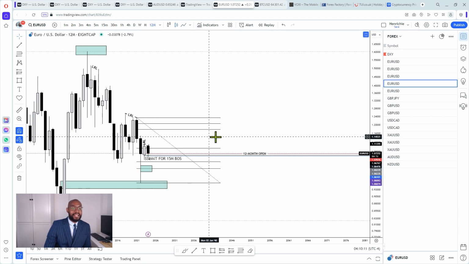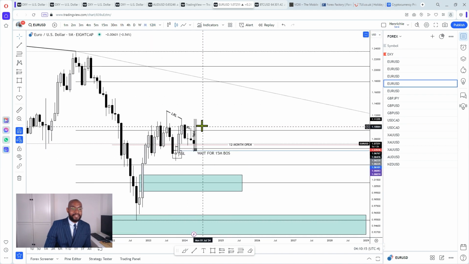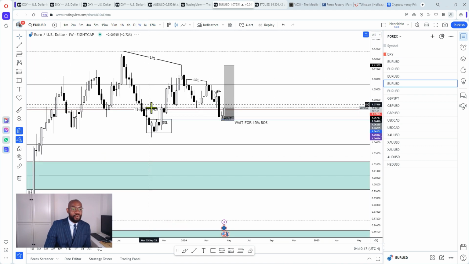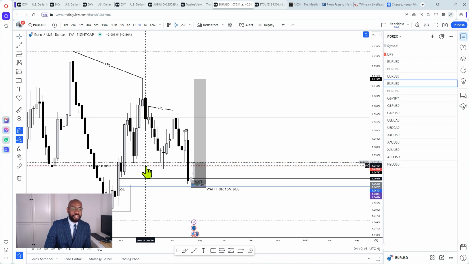And you can see how nicely this right here, the 12-month close, you can see that red line. You can see how nicely price came below it, and then we had an accumulation below it. Like I said, if you want to buy, you want to buy below the open of the higher time frame. And you can see how nicely price came below the open, accumulated, expansion.